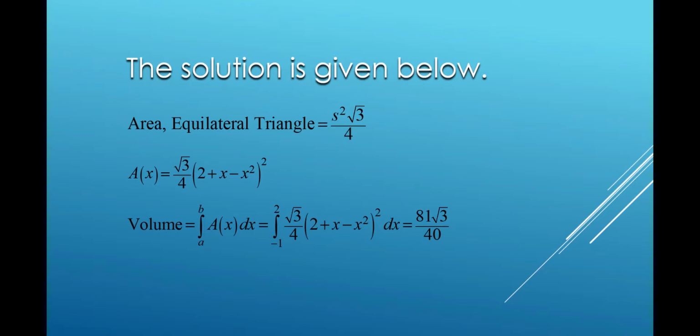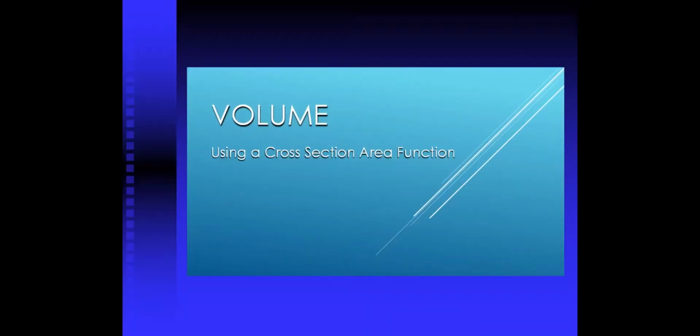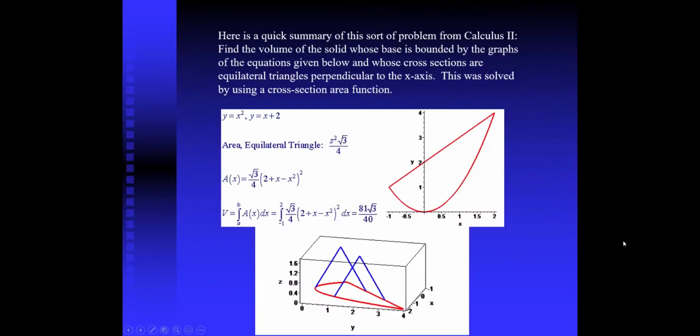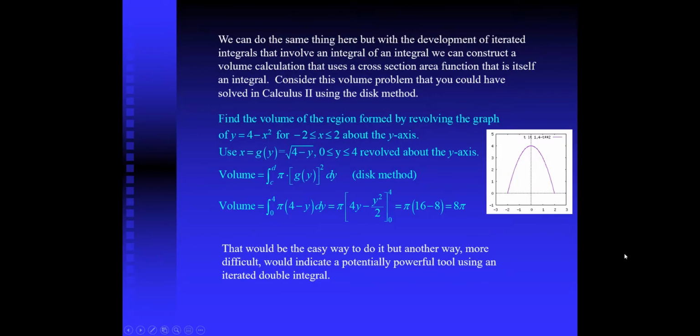But the hang-up here is the cross-section had to be identifiable as a rectangle, a circle, or an equilateral triangle like I used here, to form that cross-sectional area function, at least in single variable calculus, like Calculus 2. So there's a little summary of what I just reviewed from Calculus 2. Well, here's the thing: could we do it if the cross-sections weren't nice like equilateral triangles?